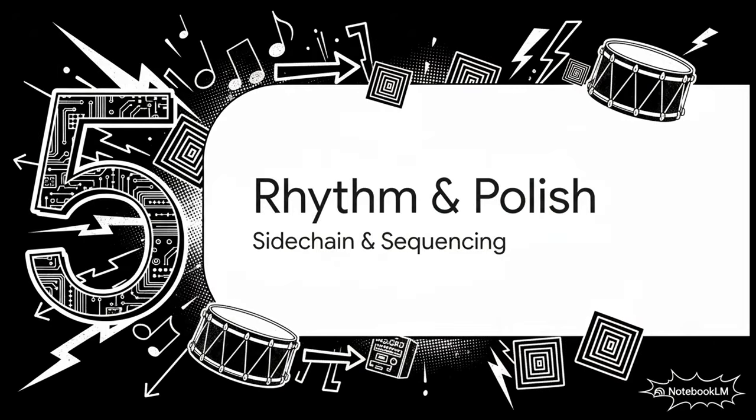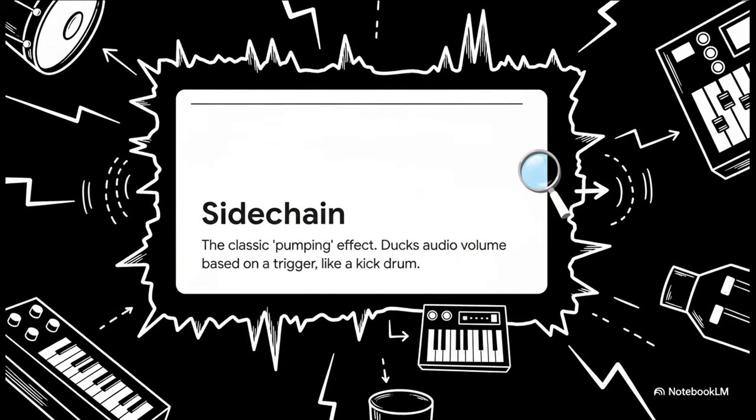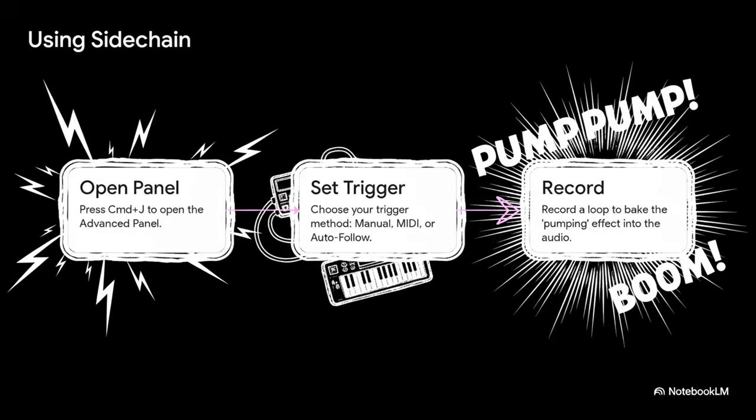Okay, let's get into the biggest new feature in the version 2.0.3 update. We're going to talk about that, plus some other tools that'll give your rhythm section that professional polish. And that new feature is Sidechain. Now, if you're not familiar with it, sidechaining is that classic pumping sound you hear all over electronic and hip-hop music. It's where the sample's volume automatically ducks out of the way every single time the kick drum hits. And it's so easy to use.